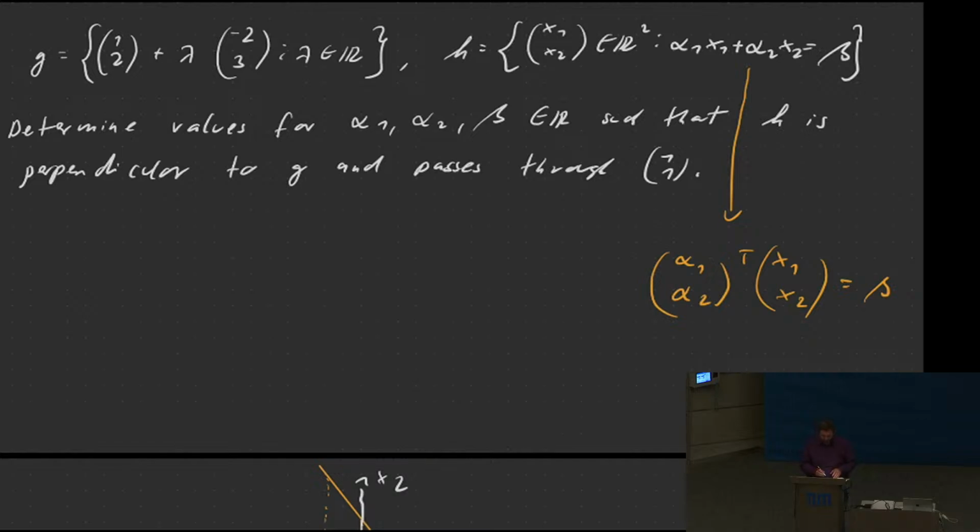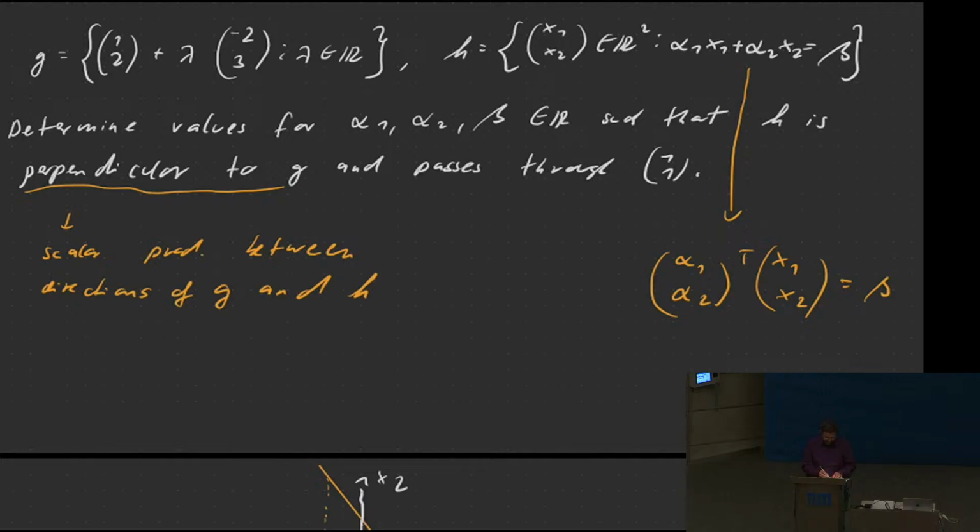We want the line H to be perpendicular to G. That means the scalar product between the directions of G and H has to be 0. Right? So this here means the scalar product between the directions of G and H is 0.